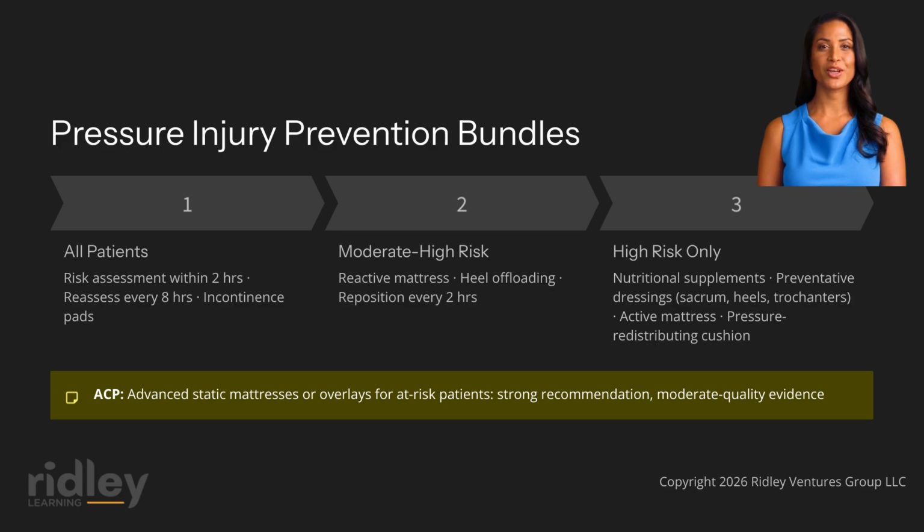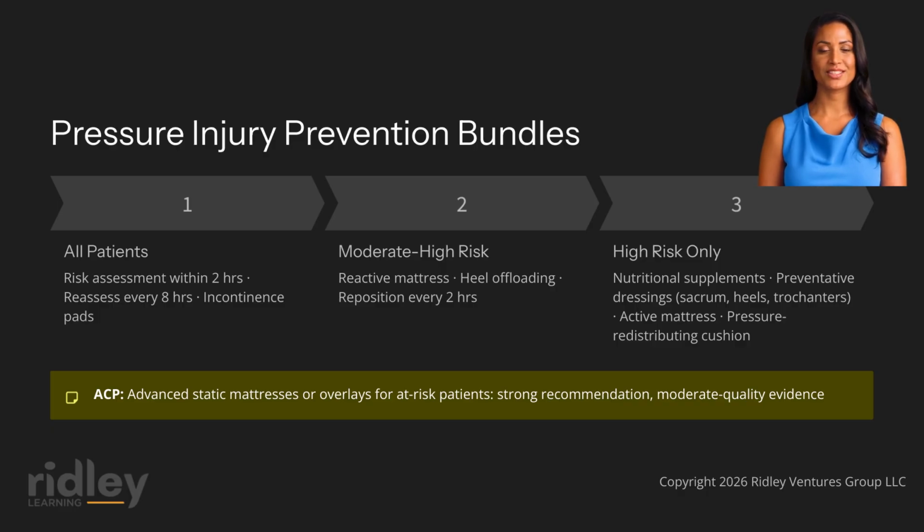Now let's talk about pressure injury prevention and management. Pressure injury prevention works best when you implement bundled interventions that address multiple risk factors at once, rather than relying on single intervention approaches in isolation. A modified Delphi study achieving international consensus identified a minimum intervention set stratified by risk level for critically ill patients.